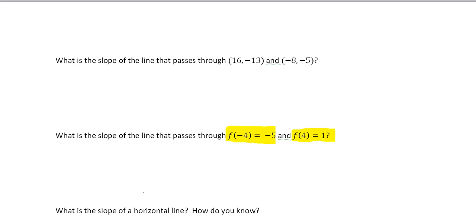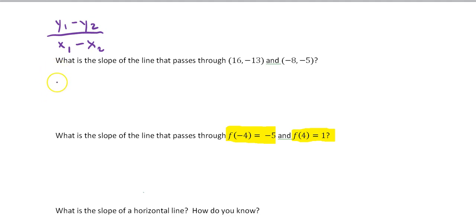All right, so we're asked for the slope of the line that passes through these two points, 16 and negative 13, and negative 8, negative 5. So I'm going to go ahead and remember my y1 minus y2 all over x1 minus x2. As long as we keep the pair together, we're good.